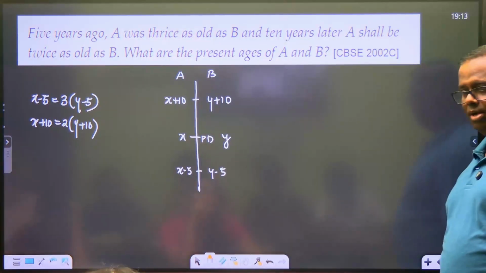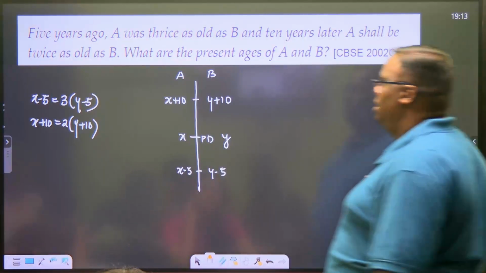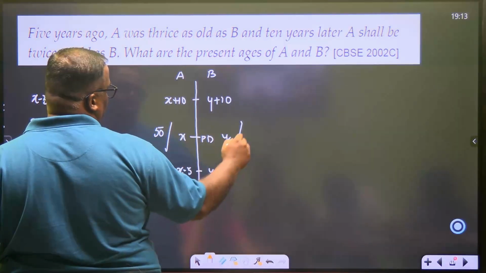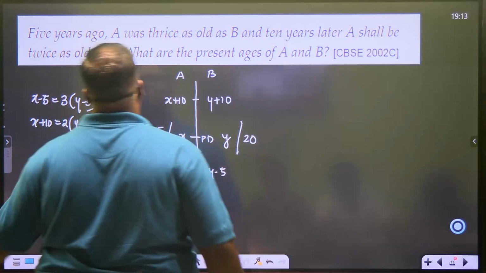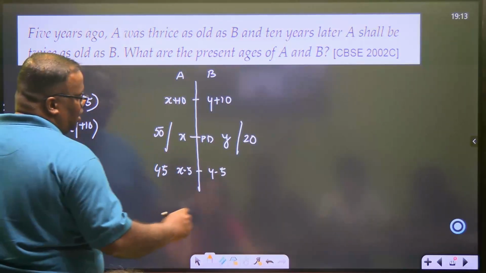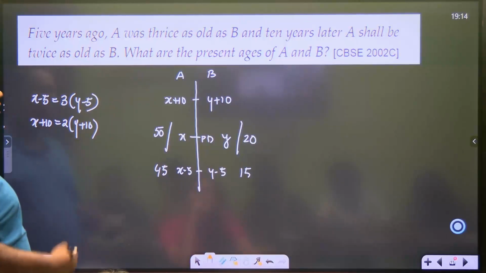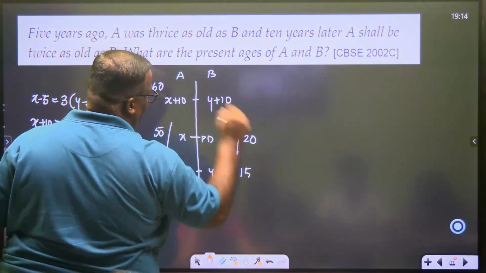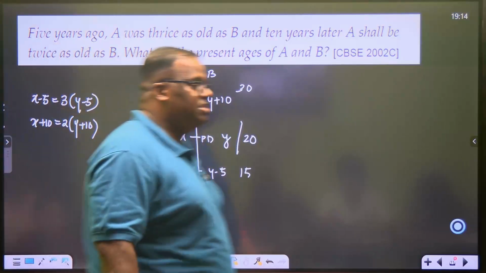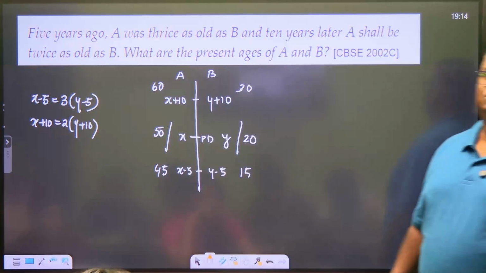Yes, tell me, did you get it? X how much? 50. The value of X has come 50. Y has come how much? 20. Now just check. 5 years ago, this fellow must have been 45 and this fellow must have been 15, which is exactly 3 times. And 10 years from now, this fellow will be 60 and this fellow will be 30, which is double. Our answer is 100% correct. There is no question of ambiguity out here. Understood?